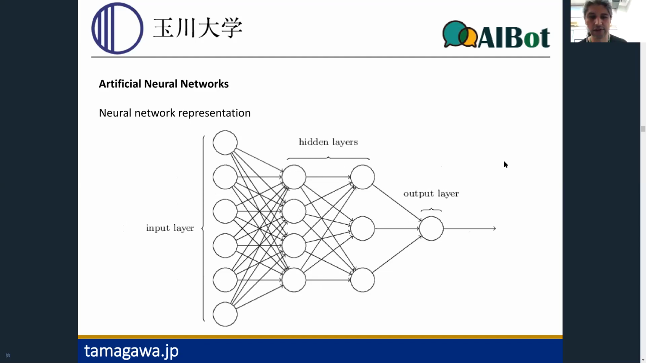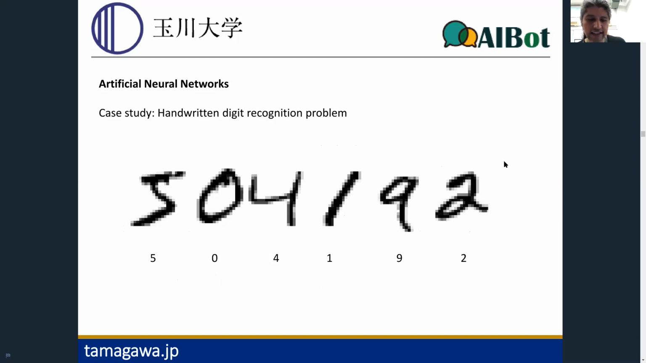So let's check this case study: the handwritten digit recognition problem. We have the task, given these images, to define which number they represent. So we have all that data.